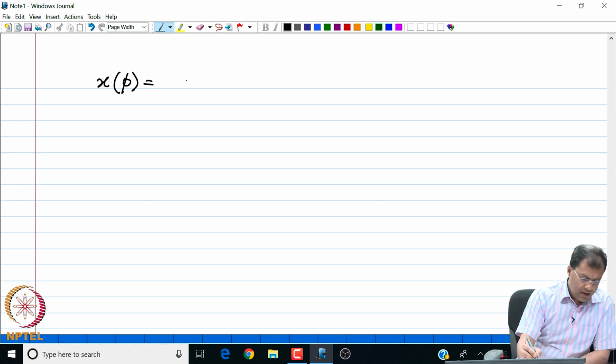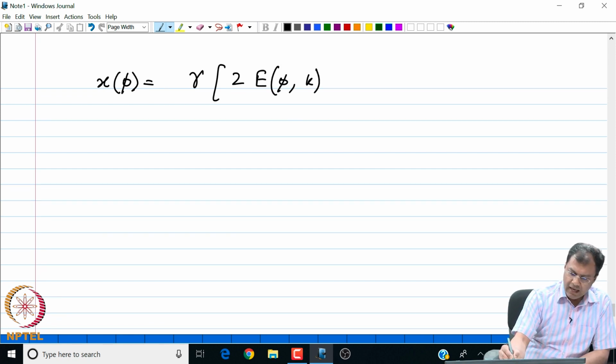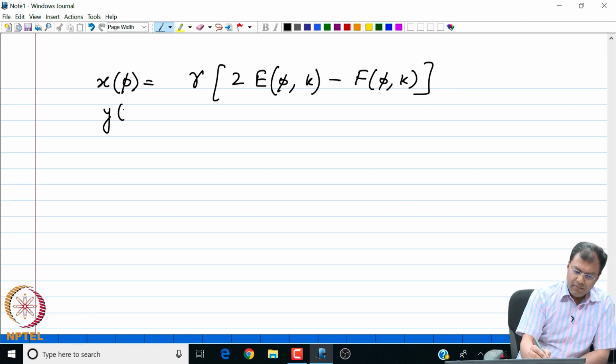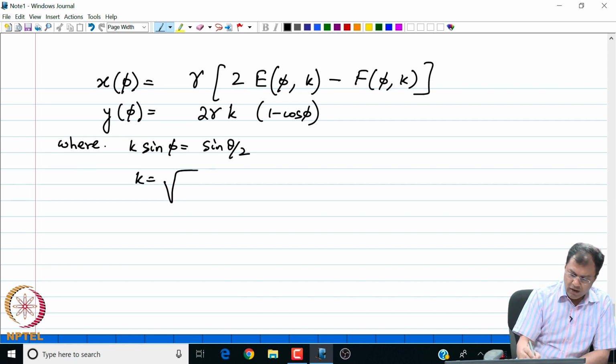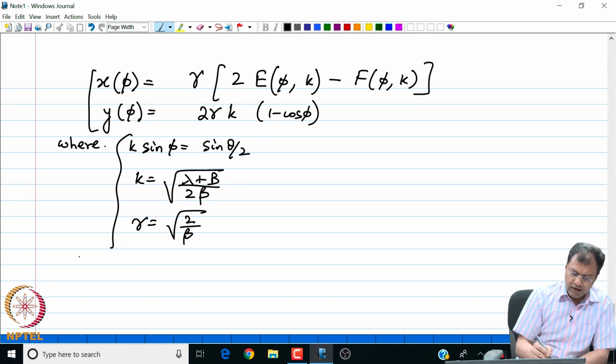So, x of phi is gamma times (2 times the elliptic integral of the second kind E of phi comma k, minus the elliptic integral of the first kind F of phi comma k), and the parametric representation of y is 2 times gamma times k times (1 minus cos phi), where my angle phi is such that k times sin phi is sin theta by 2, and also the constant k is square root of (lambda plus beta) by 2 beta, and my constant gamma is square root of 2 by beta. So, that completes the solution to this constrained Elastica problem.